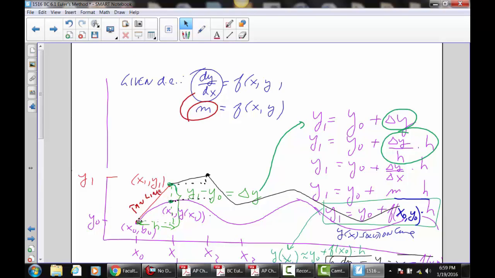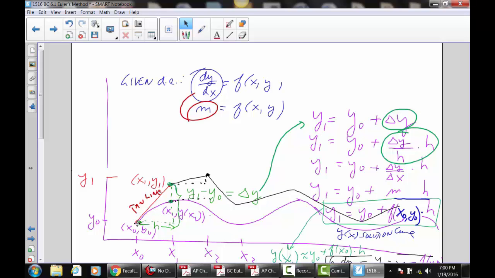Here's how it works. I have my curve y equals f of x. Let's say this is my actual y of x curve that I wish I could find the solution for, but I can't, okay? So what I'm going to do is start at that first initial condition, that first point. Now, I'm making my h very big so you can see, but actually h is going to be tiny, like 0.1, 0.001. So you can see everything, I'm going to make my h kind of big.